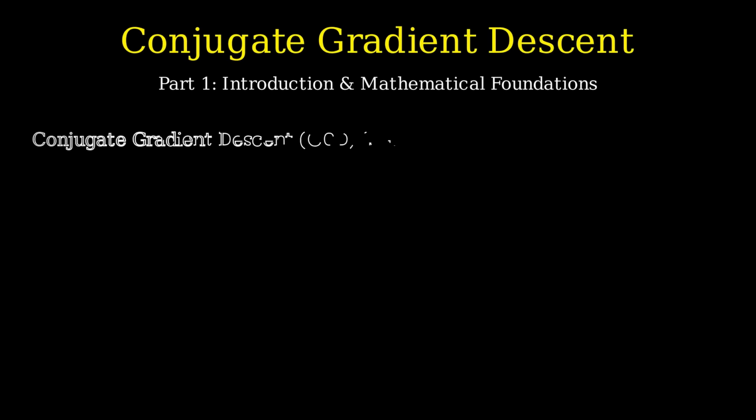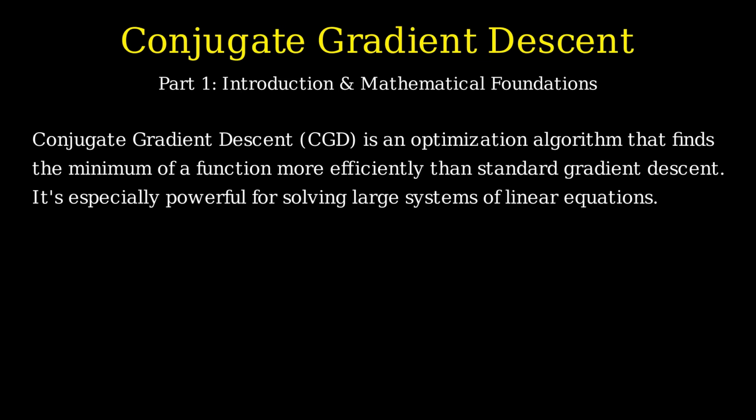Let's dive in. So what exactly is conjugate gradient descent? CGD is an optimization algorithm that finds the minimum of a function much more efficiently than standard gradient descent. It's particularly powerful for solving large systems of linear equations, the kind you find everywhere in physics, simulations, image processing, and deep learning. The magic? It uses something called conjugate directions instead of just following the gradient blindly.